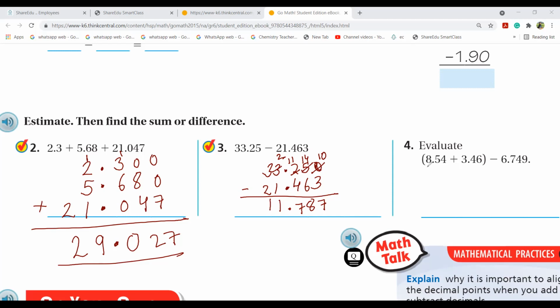Yes, we can. Okay. Now here I have parentheses. First, I will solve the parentheses. 8.54 plus 3.46. Come on, tell me. Yes, I know the trick because of PEMDAS. We do the parentheses first. Okay. Add them.